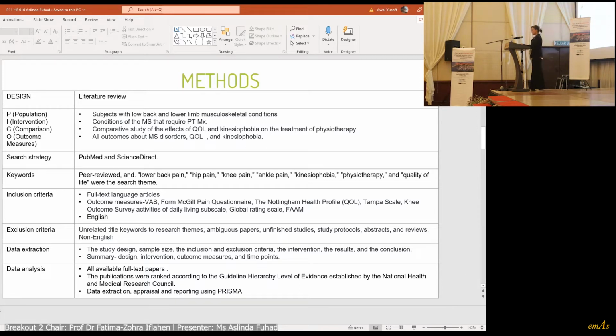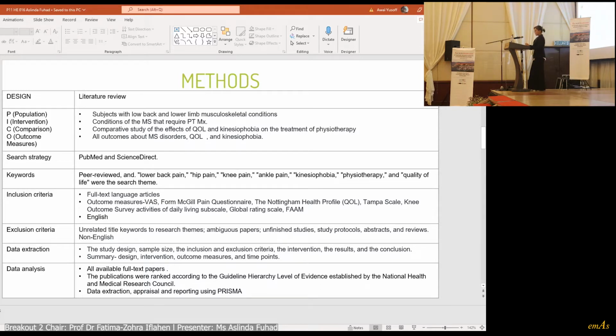For the search strategy, I used PubMed and Science Direct. For keywords, I used PICO terms, lower back pain, hip pain, knee pain, ankle pain, kinesiophobia, physiotherapy, and quality of life as search terms. For the inclusion criteria, I used full-text articles in English. The outcome measures were VAS, the Visual Analog Scale, the McGill Pain Questionnaire, the Nottingham Health Profile for quality of life, the Tampa Scale for kinesiophobia, the Knee Outcome Survey Activities of Daily Living subscale, the Global Rating Scale, and FAM.